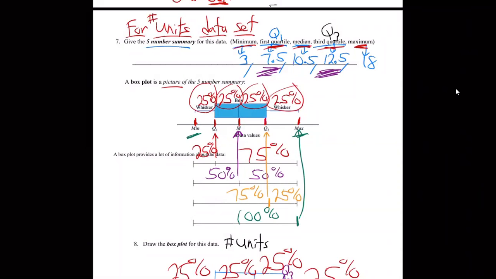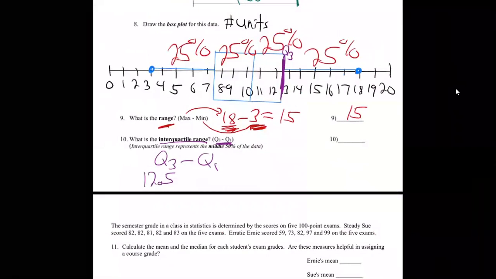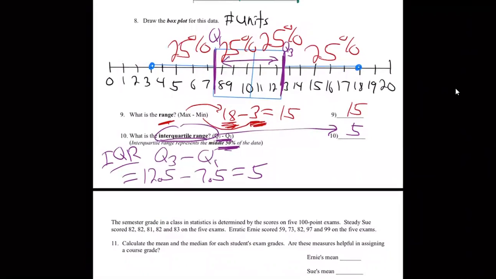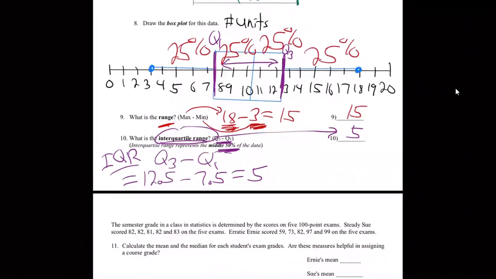Making good sense. And so minus, and that's the number right here. This is Q1, 7.5. So if we subtract those, we get 5. So that's called the interquartile range. Sometimes it's abbreviated IQR. Interquartile range, meaning it's the width of the box. It's how wide this box is, or it's the middle 50% of the data, the middle chunk of data. The width of the middle chunk of the data is 5.